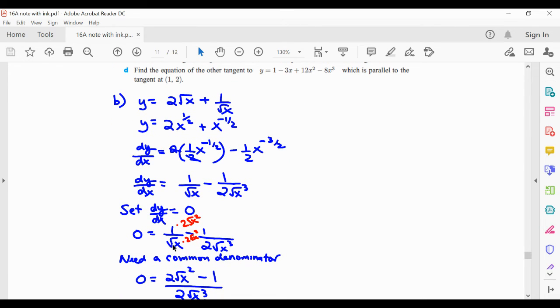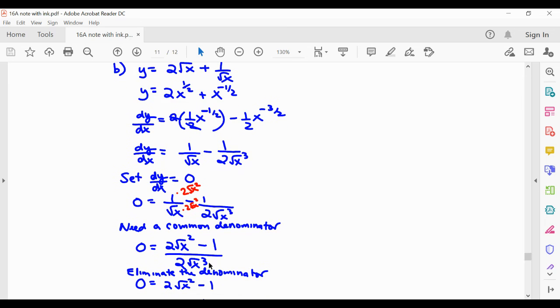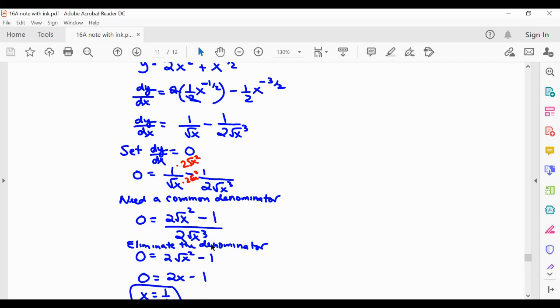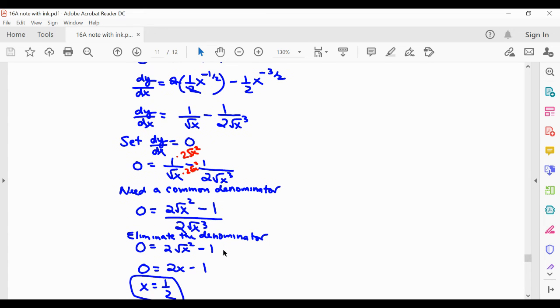I'm going to set this expression equal to 0. And notice that once I do that, I've got 2 fractions here, so I need a common denominator. So I'm going to take this term that's simpler, and I'm going to multiply it by 2 times the root of x squared to get a common denominator of 2 root x cubed. That's going to give me 2 root x squared in the numerator here, minus 1 from the numerator over here. Now, we can eliminate the denominator, and that's because for this whole fraction to be equal to 0, it means that the numerator has to be equal to 0. That's the only way that this expression could be equal to 0. So I can kind of ignore the denominator.